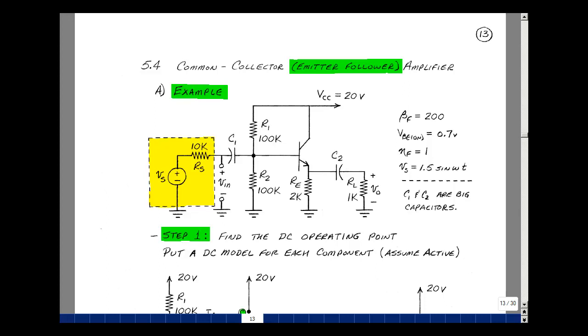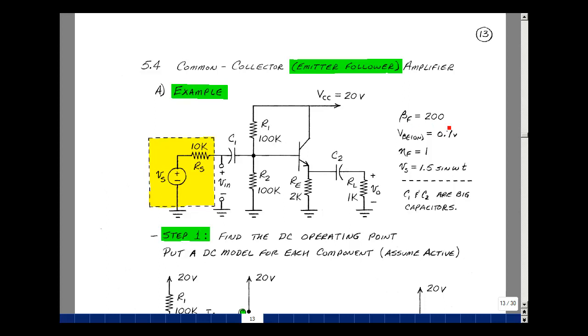This lesson deals with a common collector amplifier. You can find these notes in the ECE302 ebook in Chapter 5, starting on page 13. Here's a schematic of what's called a common collector amplifier. It's also called an emitter follower. I'll explain why that term is used once we get through the AC analysis.